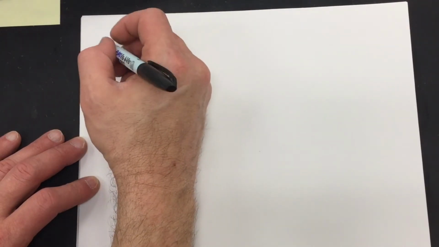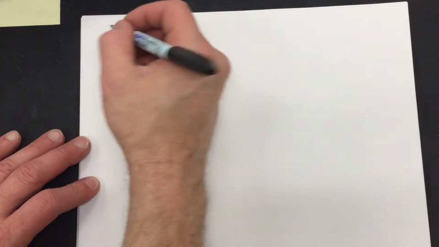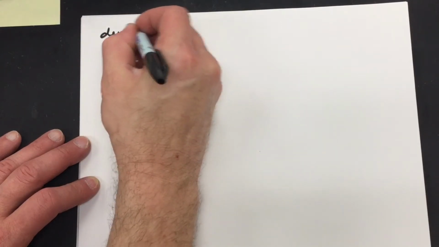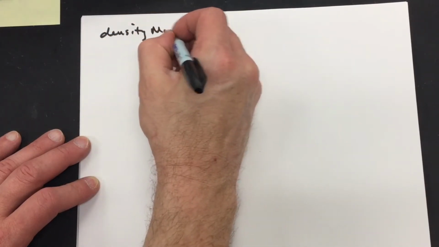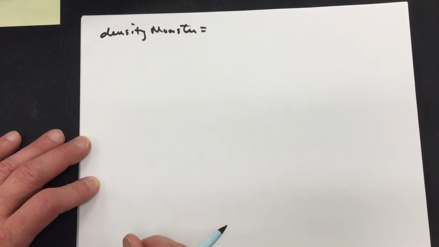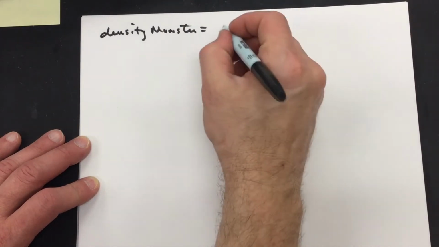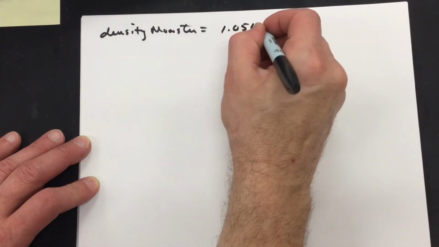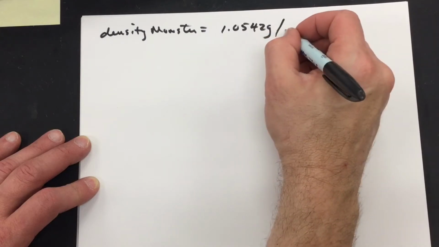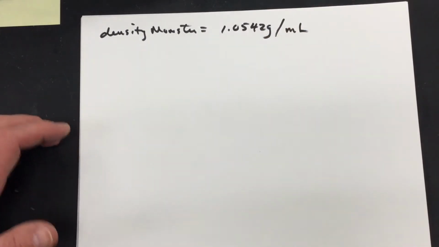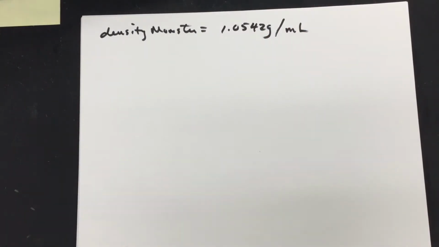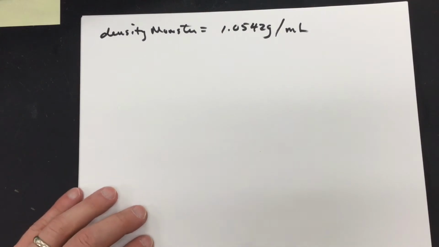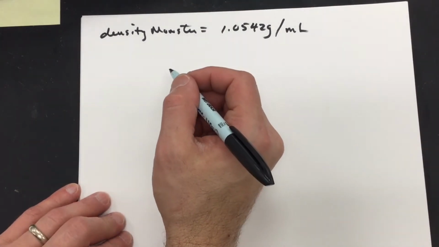So we're going to say that the density of the solution, density of the monster, I measured that to be 1.0542 grams per milliliter. So that is, I took a 50 milliliter sample at a weight, it was a little more than 50 grams, so I divided the two and I came up with that number. So let's say that you start with a 15 ml sample.